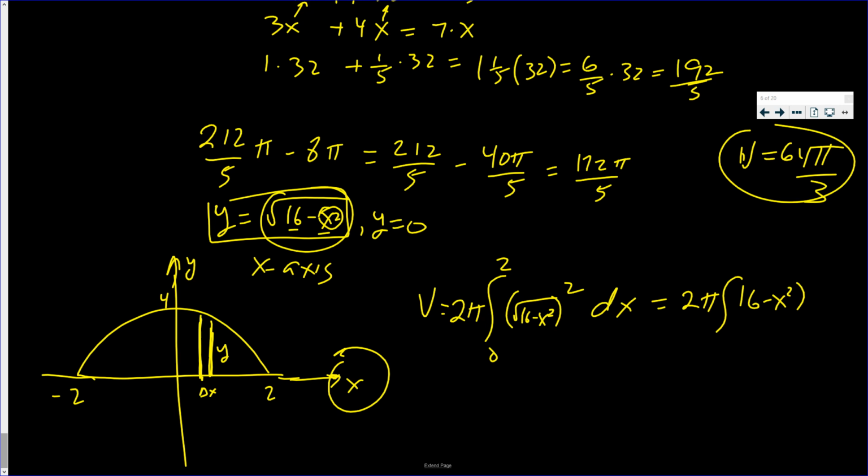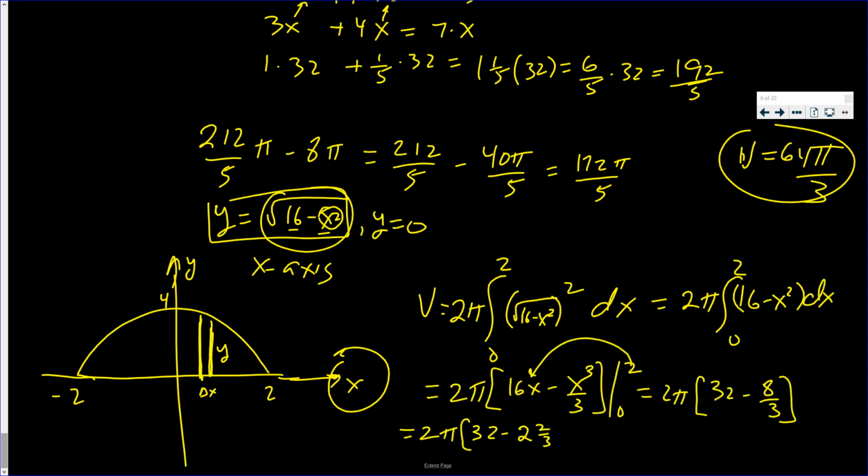Hopefully you see that when you plug in the 0, you're going to get nothing. So it's 2 pi times 16 times 2 is 32 minus 8/3. So you get 2 pi times 32 minus 2 and 2/3. Well, if you have 32, when you take away 2, you're at 30. You take away 2/3, you're at 29 1/3. Now, this is 2 pi times 87/3. And this is 174 pi over 3, which clearly is not what we got.